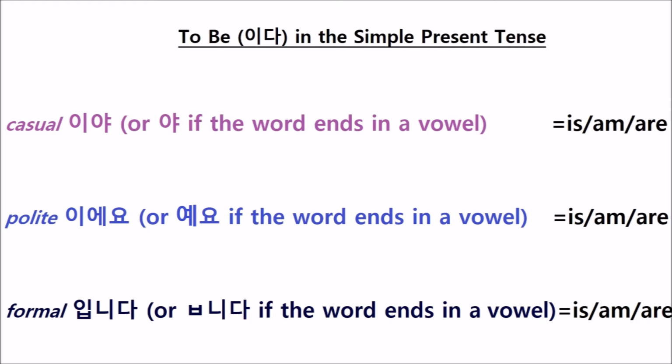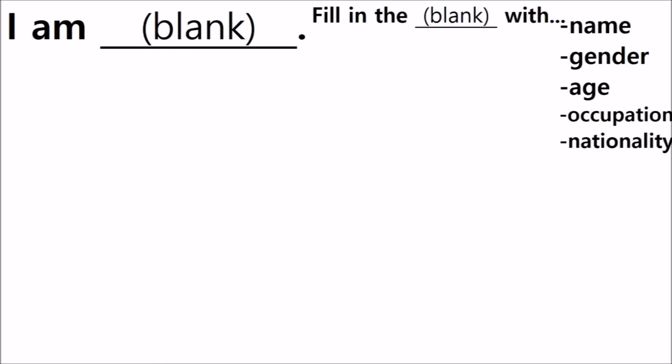Koreans do not conjugate their verbs depending on first person, second person, or third person. Instead, they conjugate based on how formal they want to be. So let's start making some sentences. We want to be able to introduce ourselves in Korean using these kinds of sentences. I am blank. And for the blank, we will fill in our name, gender, age, occupation, nationality, height, weight, religion. Oh wait, those last two are a little bit TMI. Well, let's just see how this goes.